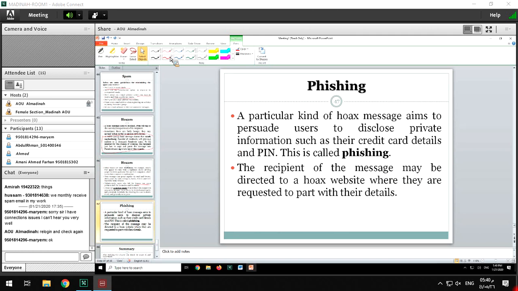Phishing, a particular kind of hoax message aimed to persuade users to disclose private information. We call it phishing. For example, asking for private information, credit card number, credit card PIN, credit card details. These are all called phishing. These messages come from some websites or through some person, asking you to enter your personal details, private information, which is called phishing.